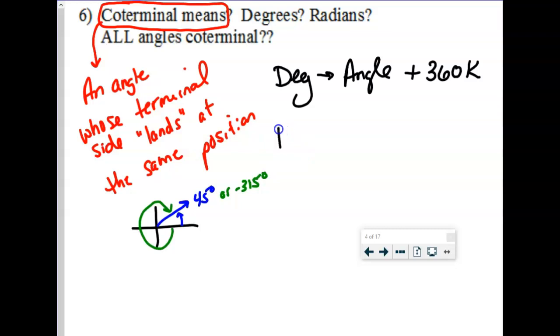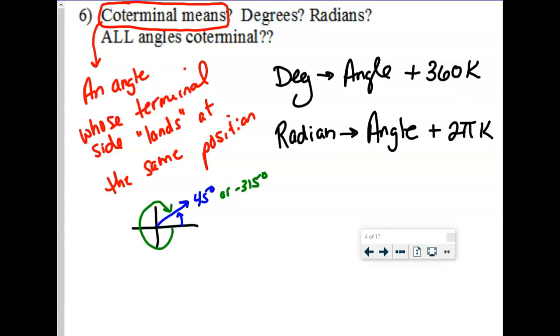So what about radians? How do you make rotations in radians? You take your angle, which will already be measured in radians, and this time you're going to add, what's a full rotation in radians? 2 pi. So to make it general, I'm going to call it 2 pi k.